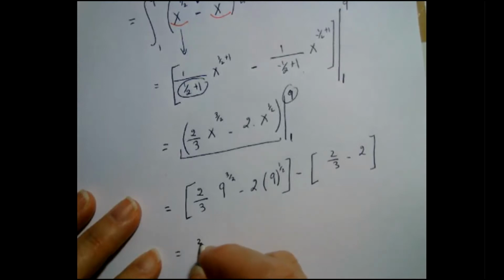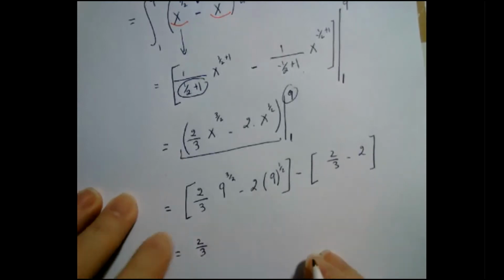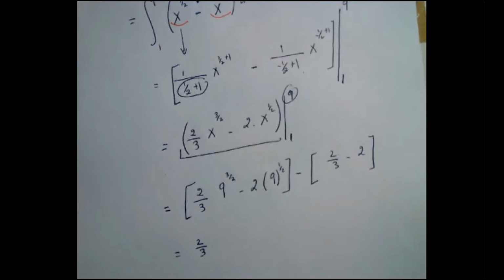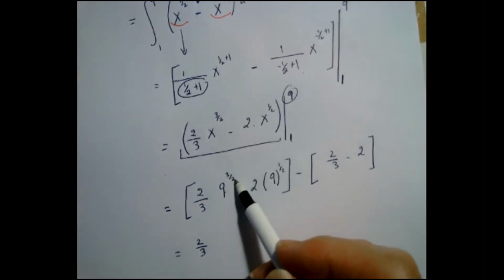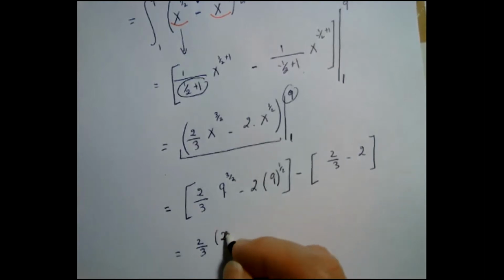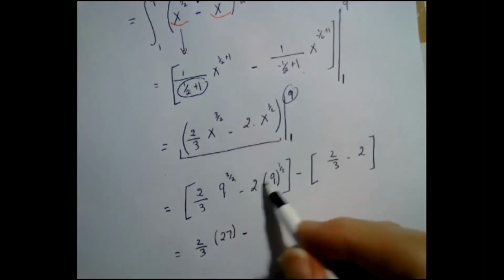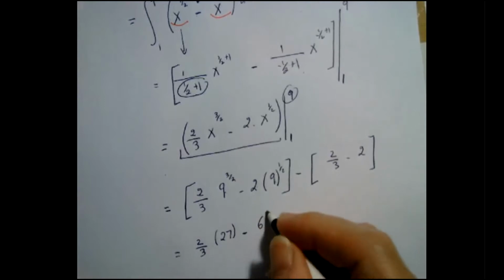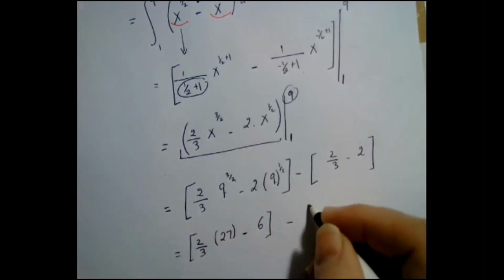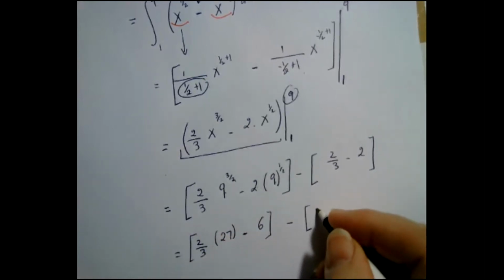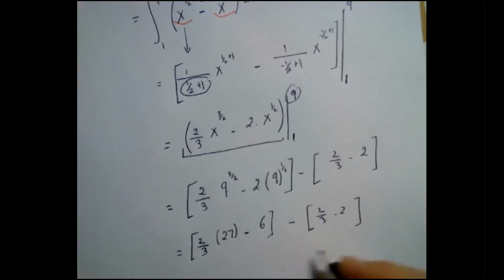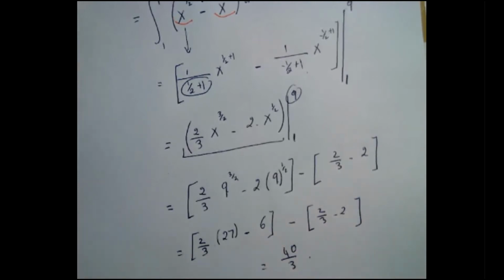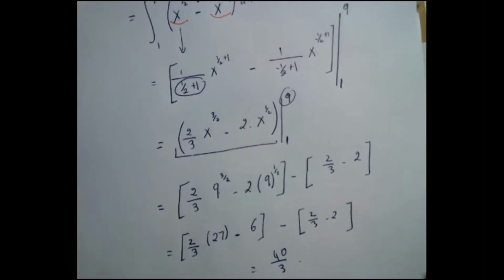So finally, let's see, 9 to the power 3/2, it's basically how much? 9 to the half is 3, that's 27, minus, square root of 9 is 3, so that's 6. And then 2/3 minus 1, minus 2. Okay, and then you do the math. I think I am done. You get, I think, 40/3, end of the problem. All right?